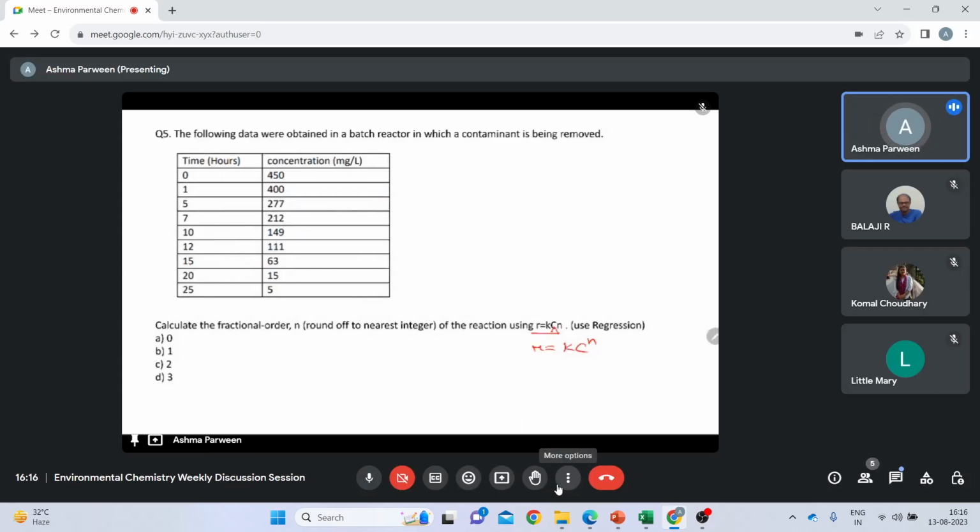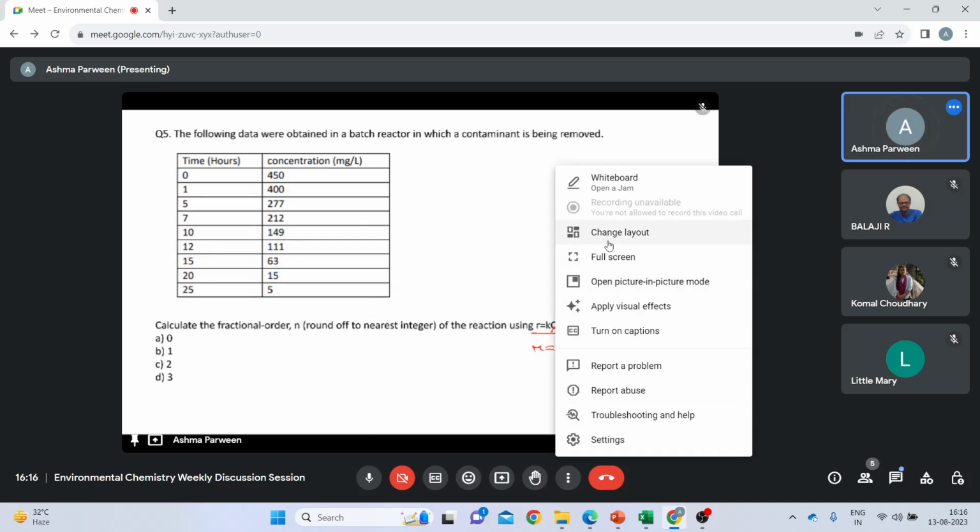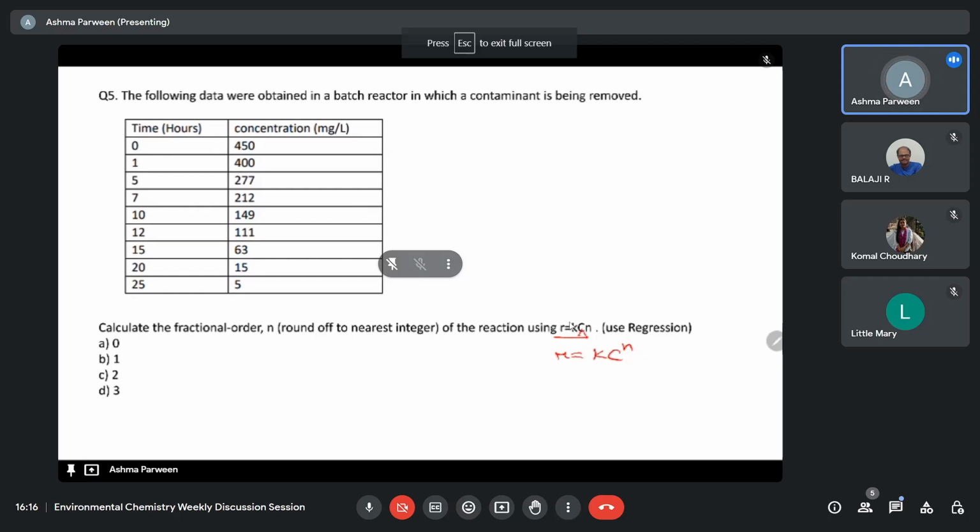So the answer for this question will be 1. Option B is the correct option, that we are getting the order nearest to 1. In lecture 3 of this week, sir has solved further. He has calculated the k using linear as well as non-linear regression. You can go and see how to get the value of k, and how to finally conclude whether we have to use linear or non-linear regression for solving this question.